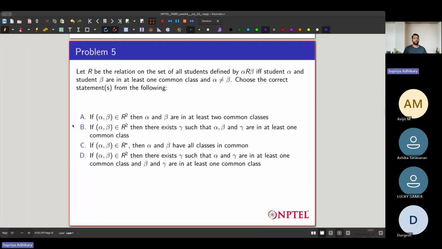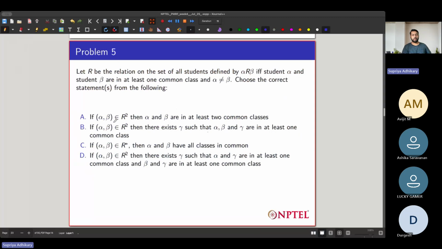Okay. So now let's start with some problems on relations. We have a relation R defined as follows. Let's say the relation R is defined over the set of all students. Let alpha and beta be two students, and alpha and beta are related if and only if student alpha and student beta have at least one class in common, and alpha is not equal to beta. Then we have to choose the correct answer.